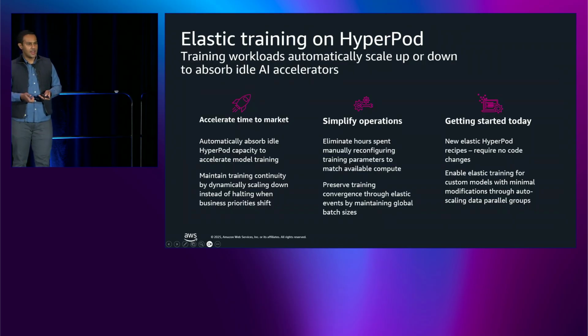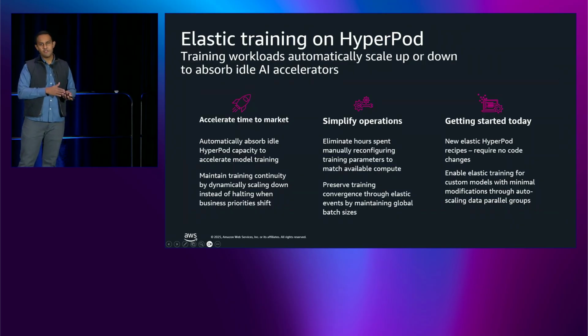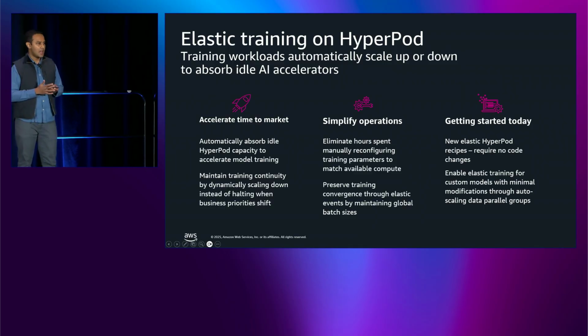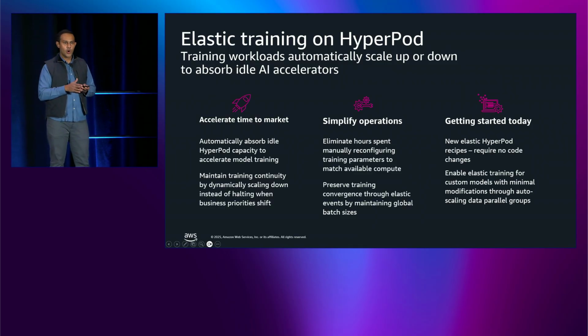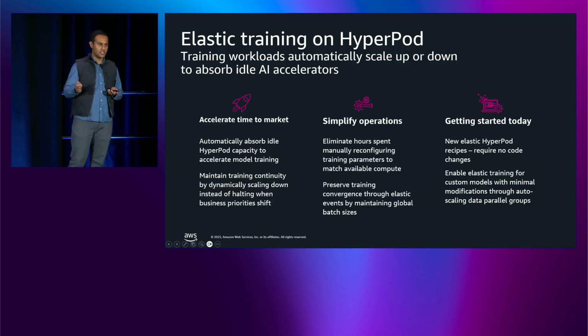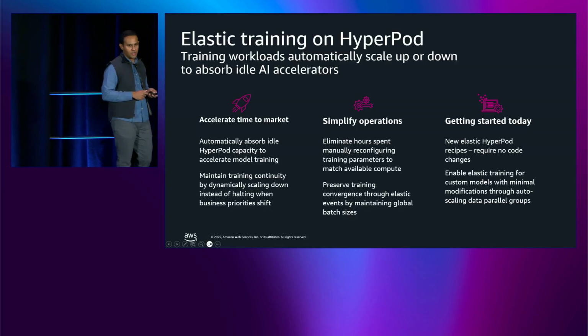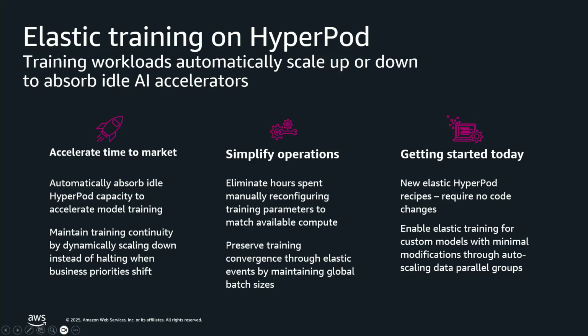So with elastic scaling on Amazon SageMaker HyperPod, we've enabled your training workloads to dynamically scale up and down in response to available cluster capacity. And what this means is that training jobs on HyperPod can now automatically scale up when free resources become available and scale back down when those resources are requested by higher priority workloads. All of this happens under the hood. You simply configure your training job, kick it off, and then anytime new resources become available, the job scales up and it scales back down when those resources get consumed.